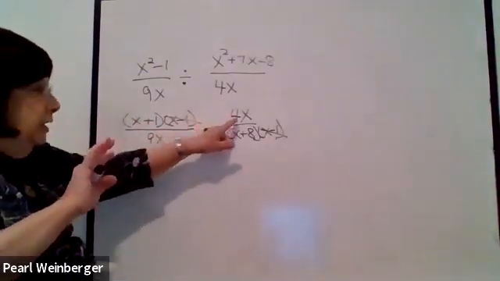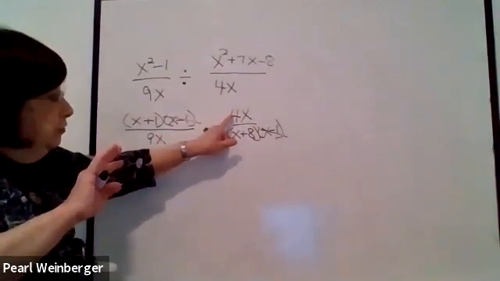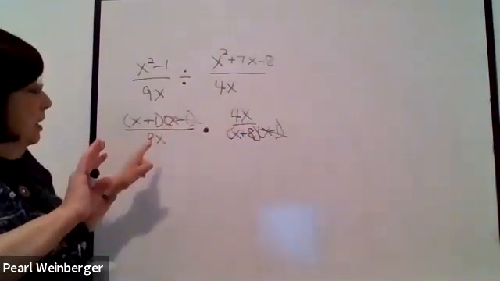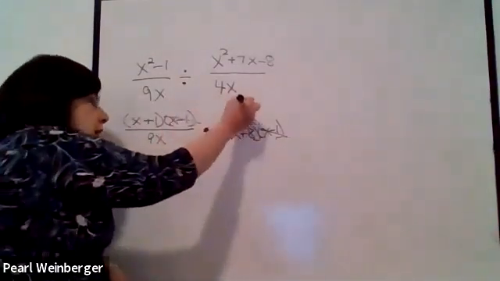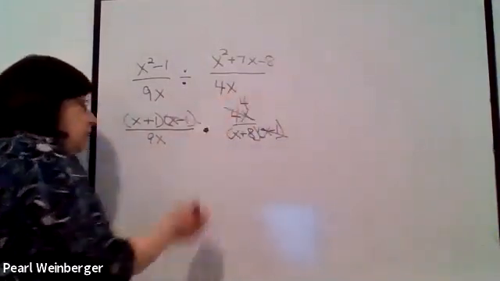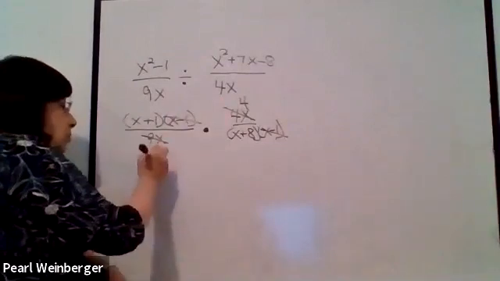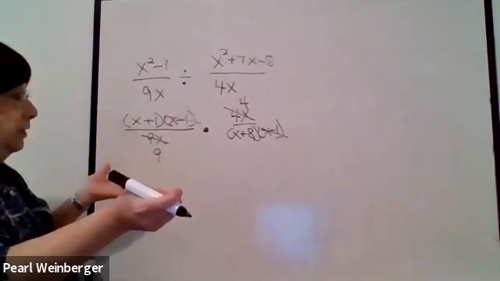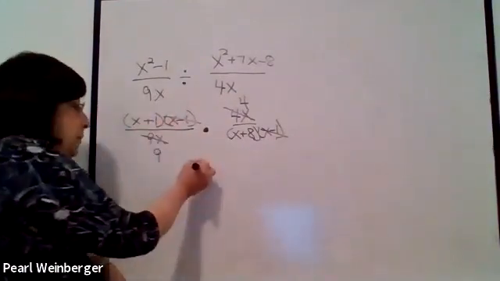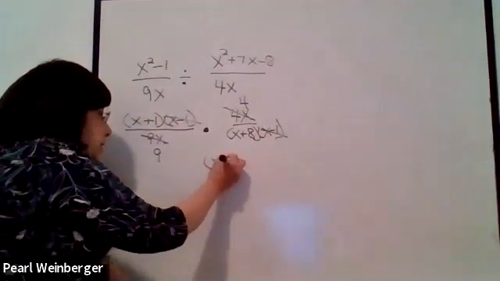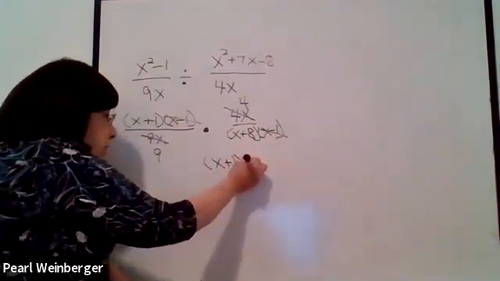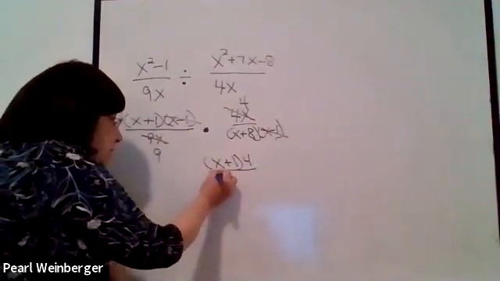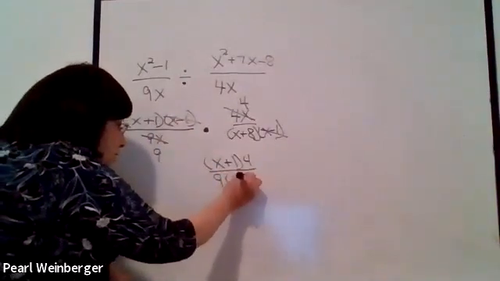Then I go to the 4x. Now remember, with monomials, the number and the letter are separate. So this is a 4 times x, and this is a 9 times x. So the x's I can cancel out. I'll be just left with a 4 over here and a 9 here. The x canceled out. And now nothing else is left to cancel out. So my top becomes x plus 1 times 4. I'm just writing them next to each other. And the bottom is 9 and x plus 8.